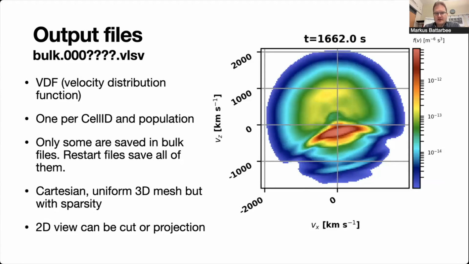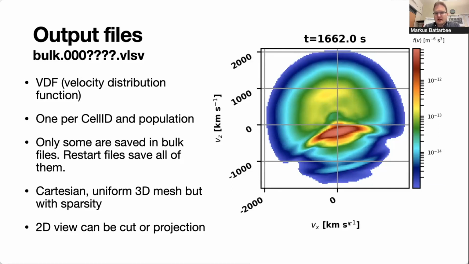And finally, the velocity distribution functions, which in restart or checkpoint files will exist at every single cell ID, are stored for only certain cell IDs in bulk files, because of course they take up a lot of space. We don't want to store 5 terabytes of data for every single simulation time step. There will be one distribution function per cell ID and per population of particles. So if you're running multipop, for example, protons and alpha particles, then you'll have 2 VDFs in the same cell.